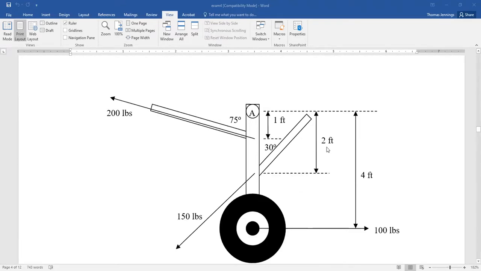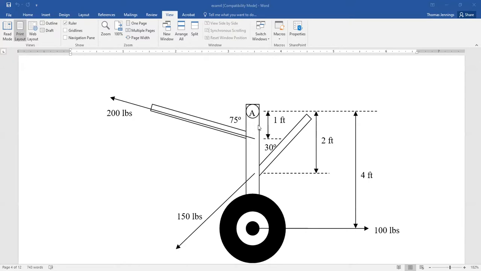Well, here's this landing gear. We've got 3 forces on it. We've got 100 pounds pulling on the wheel, and that's 4 feet away from the pivot point. We've got 150 pounds on this drag brace, and that's 2 feet away from the pivot point, but it's at an angle. Then we've got this 200 pounds, 1 foot away, also at an angle.